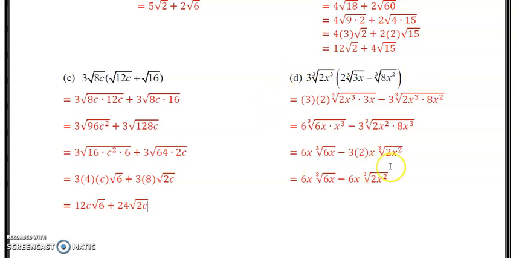Okay, and you can work on D. It's an optional question. We don't need to do cube roots, but you can work on that, and it's definitely an extension, and I do recommend you give that a try as well.